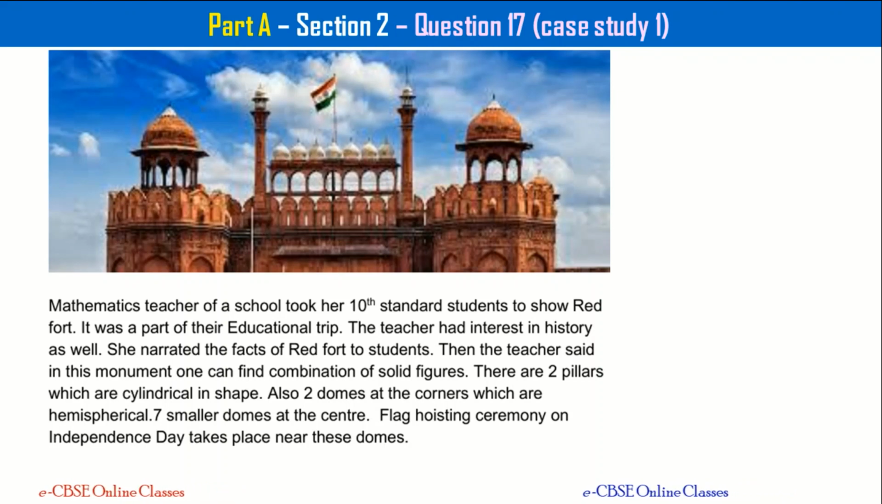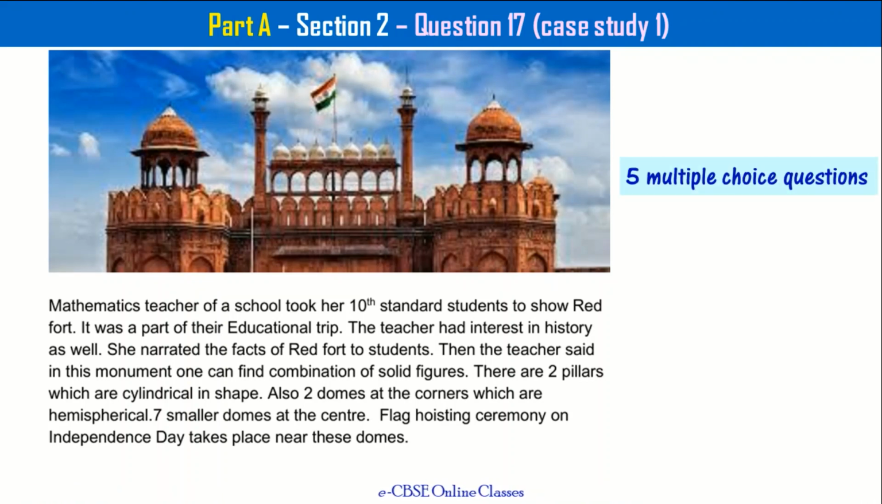Then the teacher said, in this monument, one can find a combination of solid figures. There are 2 pillars which are cylindrical in shape. Please take a note of that. And also 2 domes at the corners which are hemispherical in shape. Please take a note of this. And 7 smaller domes at the center. The flag hoisting ceremony on Independence Day takes place near these domes. That is what the teacher had told.